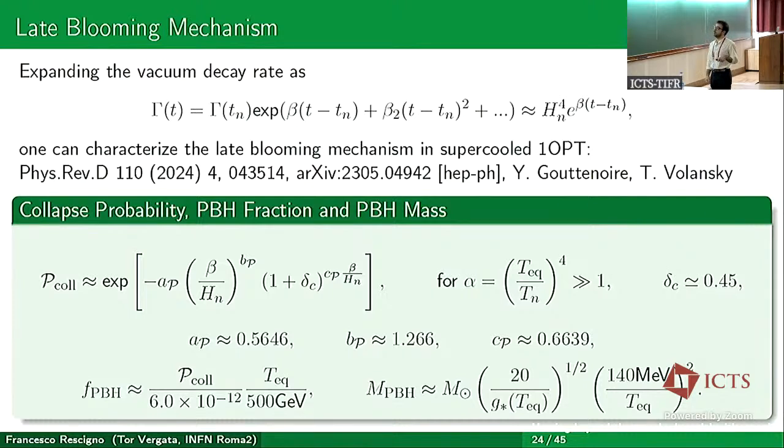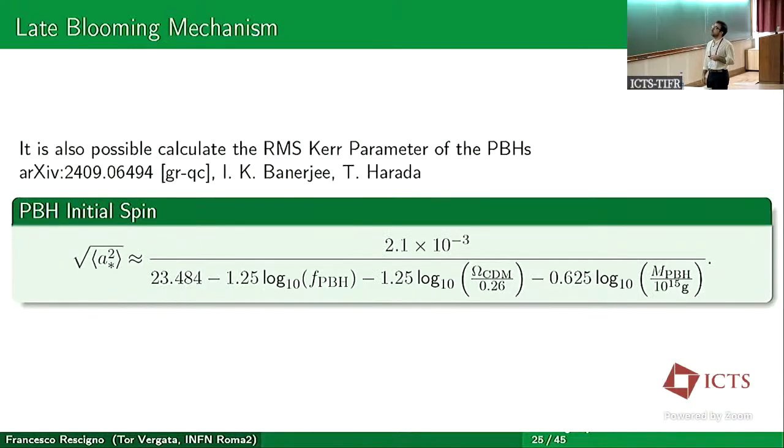They also found this expression for the fraction of primordial black holes produced and the mass of these primordial black holes. This T_eq is the temperature at equivalence, so the temperature of the universe when the vacuum energy density is equal to the radiation energy density. So we can do more.